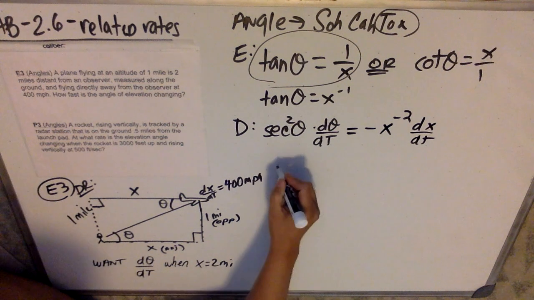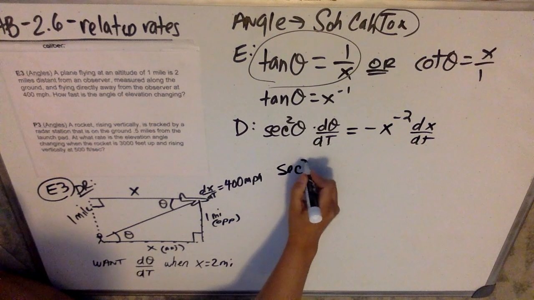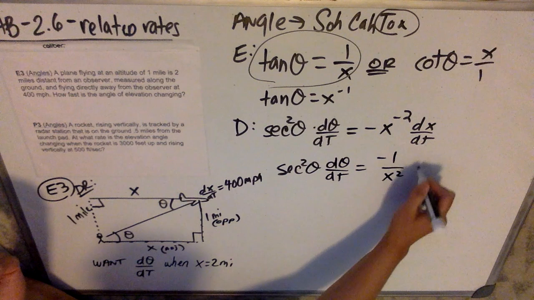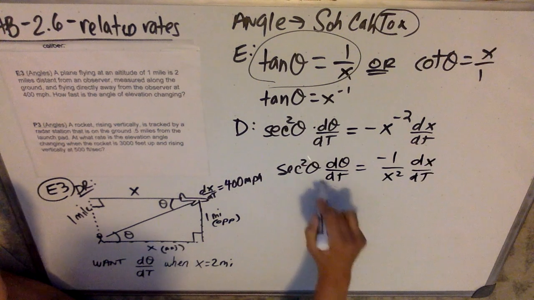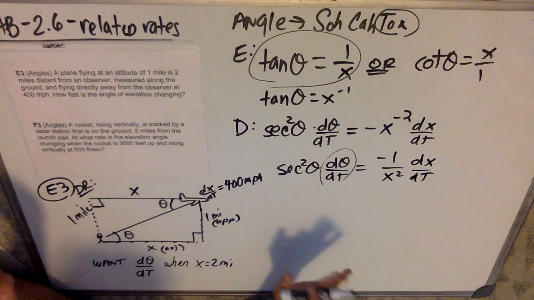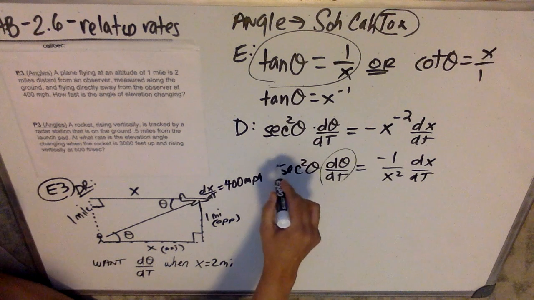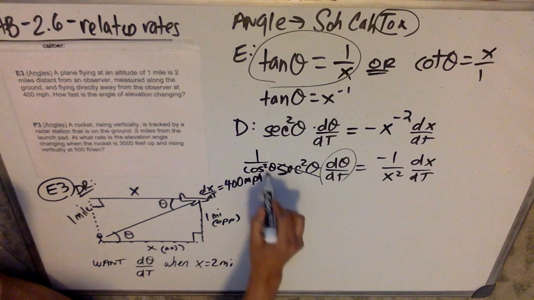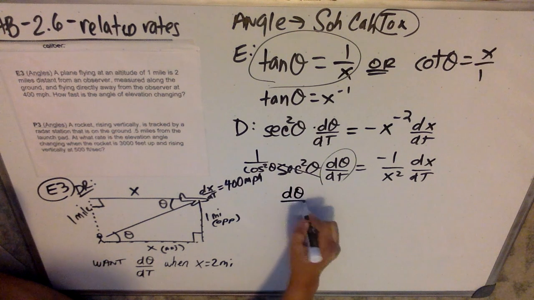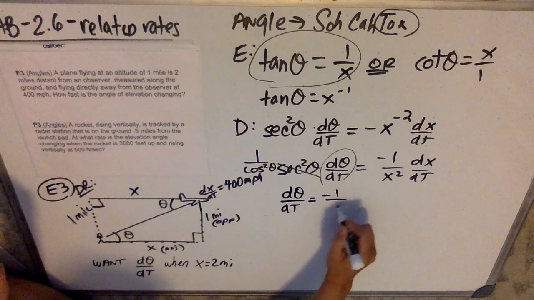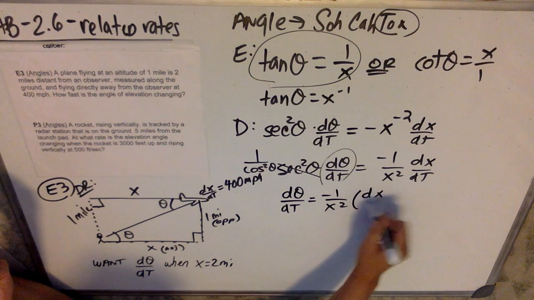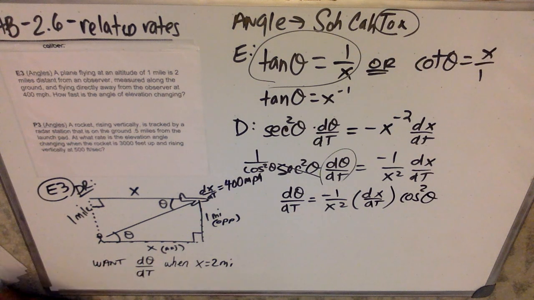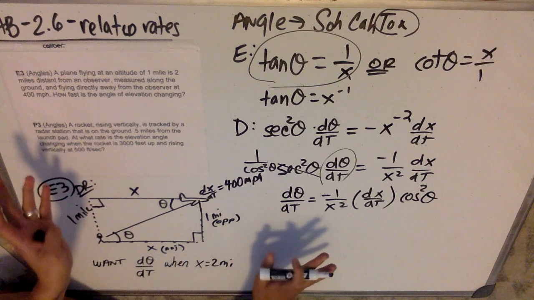So it seems to me that I get a secant squared theta d theta dt equals a negative 1 over x squared dx dt. Now remember, I'm trying to find this. So there's a couple different ways to deal with this. One thing worth recognizing is that secant squared is the same as 1 over cosine squared. So you could multiply that cosine squared over, and you're going to get d theta dt equals negative 1 over x squared times dx dt times the cosine squared of theta, right? I get that you're hating this, by the way. You don't even have to be in the same room as me, and I can tell you hate this.